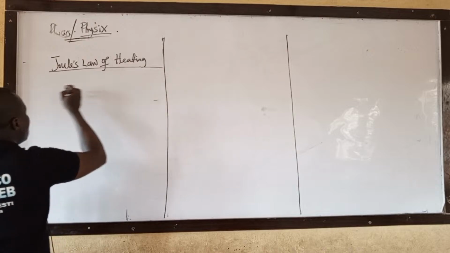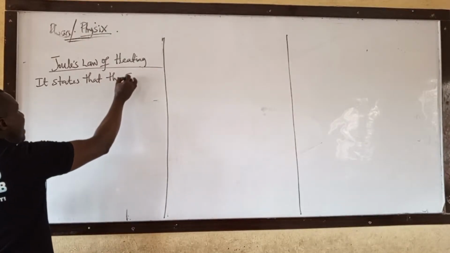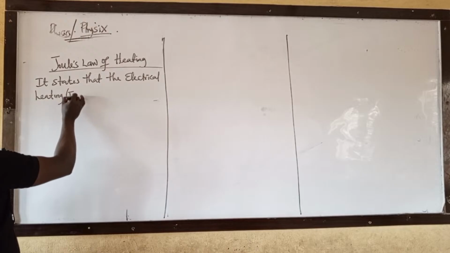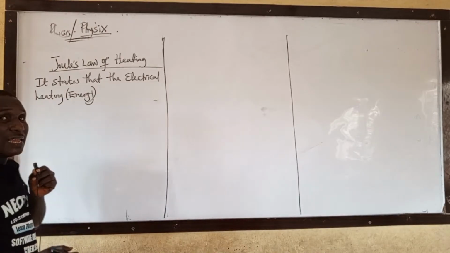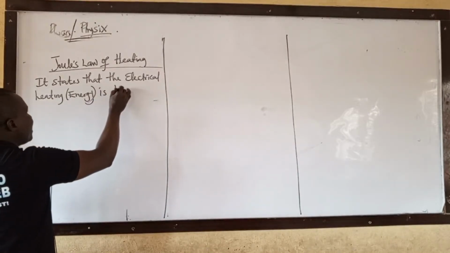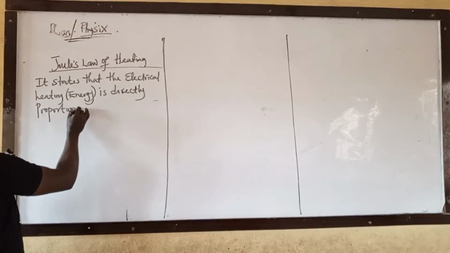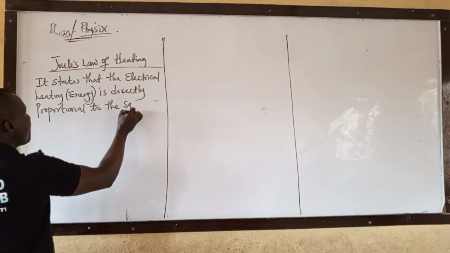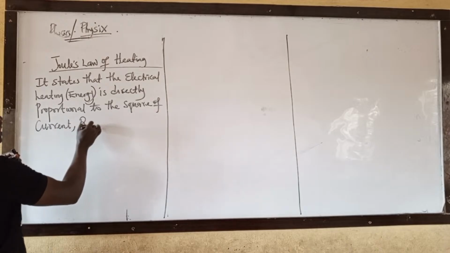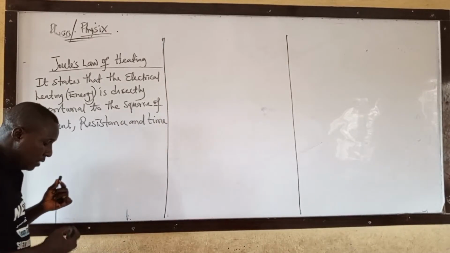Write that. It states that the electrical heating or energy, don't forget, electrical energy causes heat, is directly proportional to the square of current, resistance, and time. Take note of that.